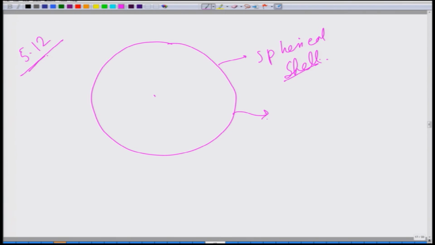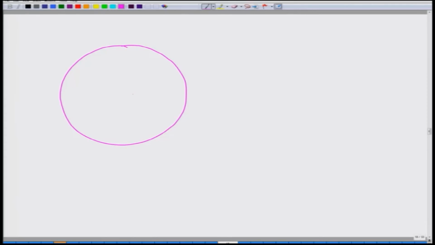which has surface charge sigma and having a radius r. Let us now try to solve this problem, how to find out the magnetic field at the center. So please recall what we have learned in example 5.6 in Griffith's book.